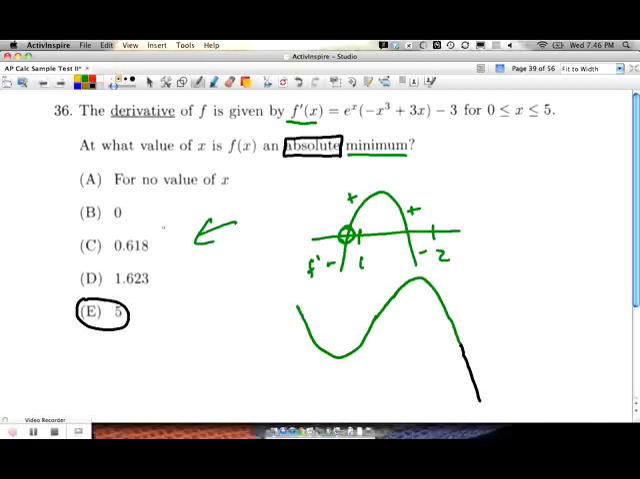So even though this is a relative min, the absolute min is probably going to be here at the end point. And that would actually kind of make sense. So the absolute min on this interval would be here at 5. Okay, let's check the next one.